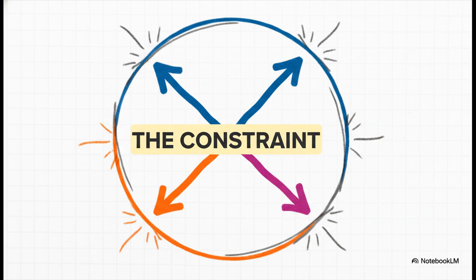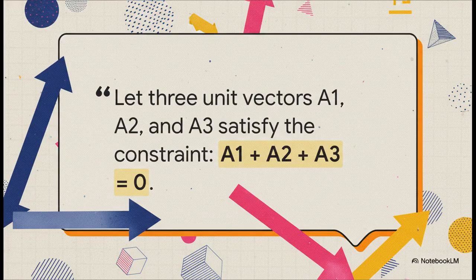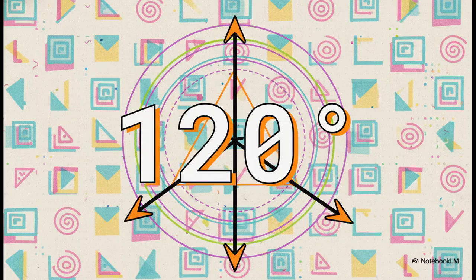Okay, let's look at a totally different kind of constraint. What if we have three different directions we can move in, but we add one simple rule? They have to stay on a flat plane, and they have to perfectly balance each other out. So the rule is simple. Written out in math, 3 directions, all the same strength, must add up to 0. They cancel each other out completely. It seems like a minor detail, but this constraint has a stunning and totally unavoidable geometric result. The math is just unforgiving on this one.